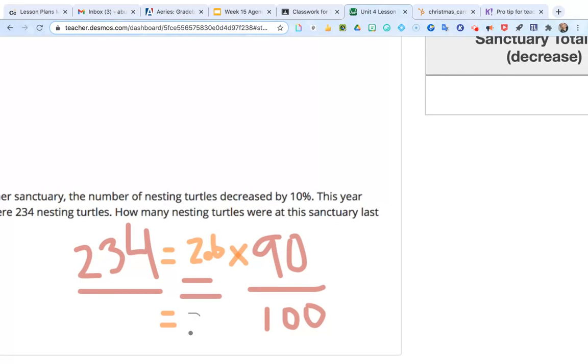So you don't have to do both ways. I'm just showing you 2 different ways. You pick your preferred way. And 100 times 2.6 is 260. So 2 different ways to do the problem.